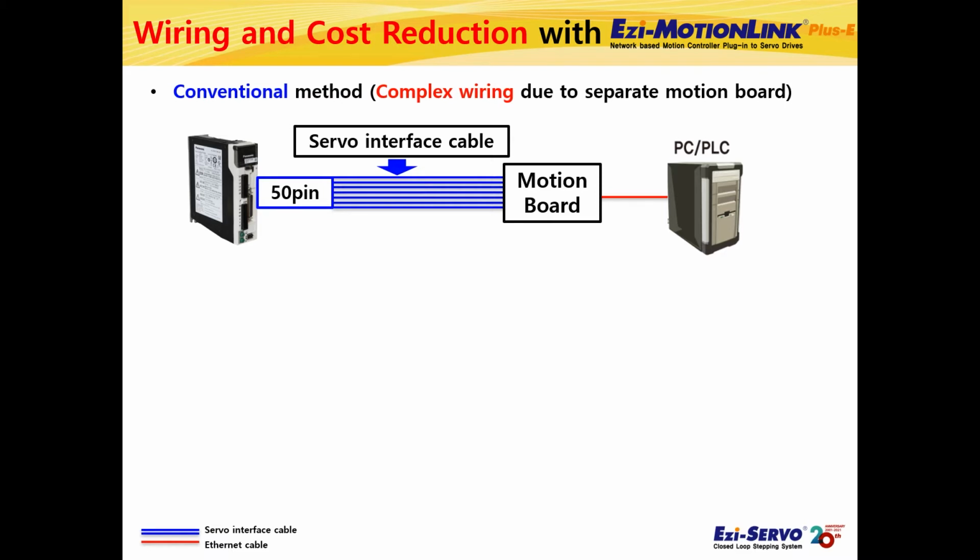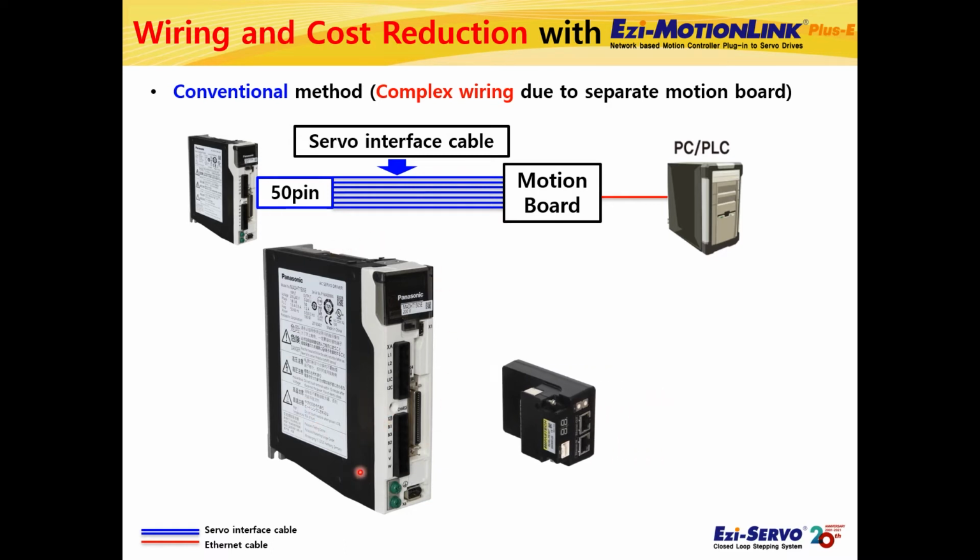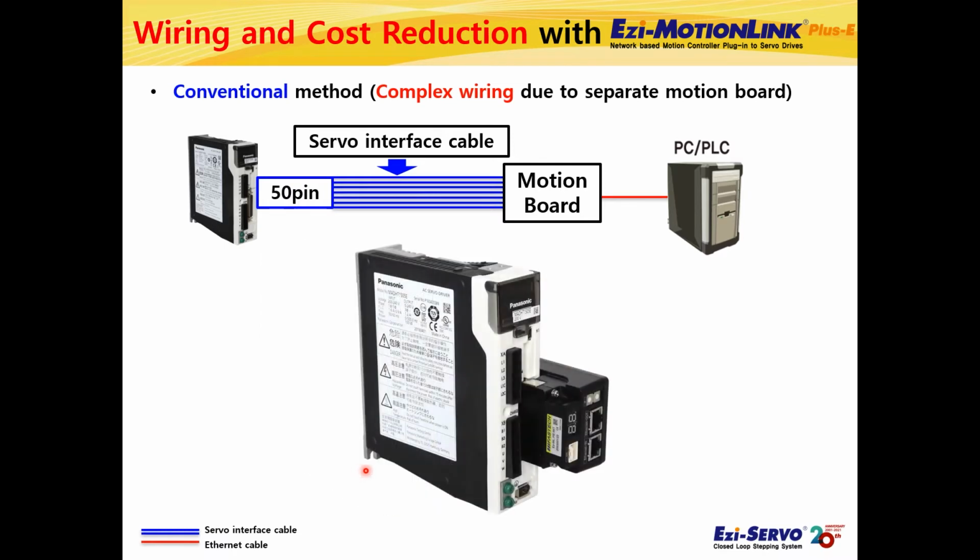Ezi-MOTIONLINK Plus-E is an Ethernet Type 1-axis motion controller that can be used by plugging it into the interface connector of the Ezi-SERVO drive. As you can see, for example, there is a Panasonic Ezi-SERVO drive. Ezi-MOTIONLINK can be directly attached to the servo interface connector of this Panasonic's Ezi-SERVO drive.